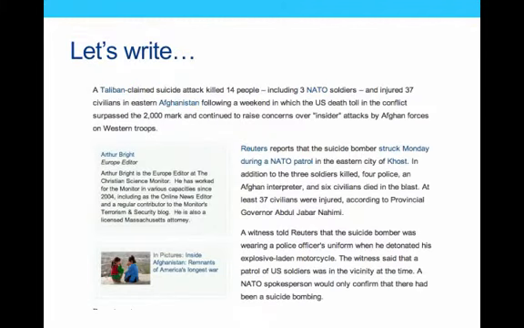Okay, so let's try another one here. Whew, just looking at this one, you know it's going to be a challenge. So here's what was written in the text version of this story. A Taliban-claimed suicide attack killed 14 people, including 3 NATO soldiers, and injured 37 civilians in eastern Afghanistan following a weekend in which the U.S. death toll in the conflict surpassed the 2,000 mark and continued to raise concerns over insider attacks by Afghan forces on Western troops.